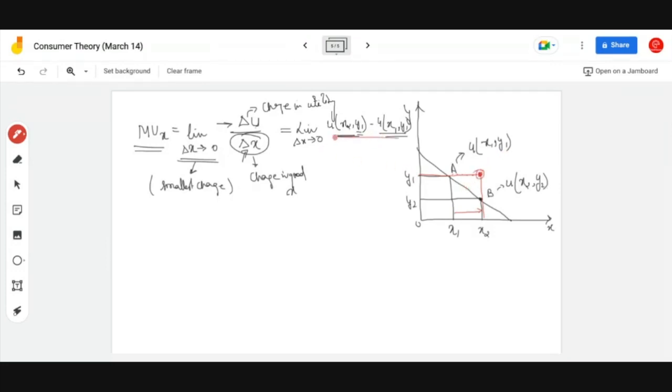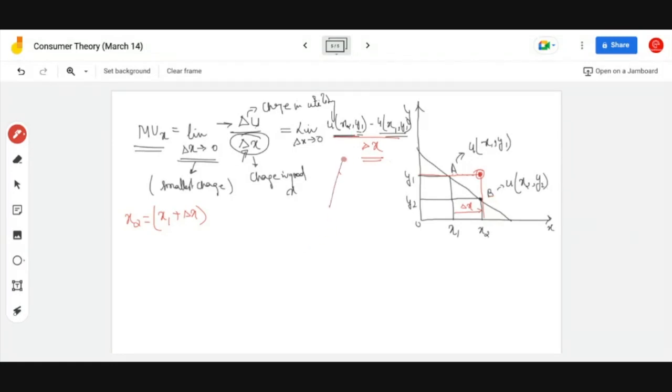And divided by delta X. Why delta X? Because this is the change. Now X2 is nothing but X1 plus delta X, if this part is your delta X. Clear? Yes, sir.